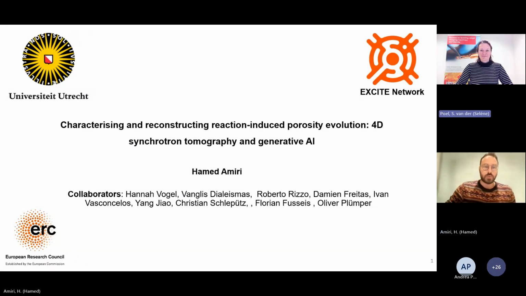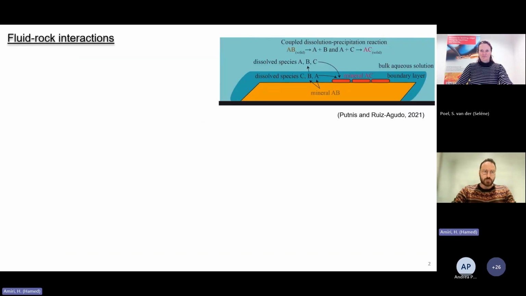Yeah, perfectly. Good. So as Celine mentioned, today I'm going to talk about characterizing and reconstructing porosity evolution during fluid-rock interaction using 4D synchrotron tomography and generative AI. So I first start with a brief introduction because most of you probably know these things, but as you know, when minerals are in contact with a fluid that is not in equilibrium with them, they start to dissolve and release ions like A and B.